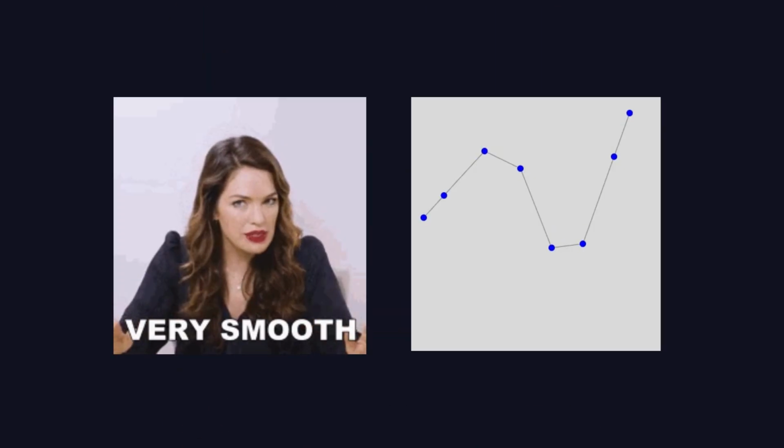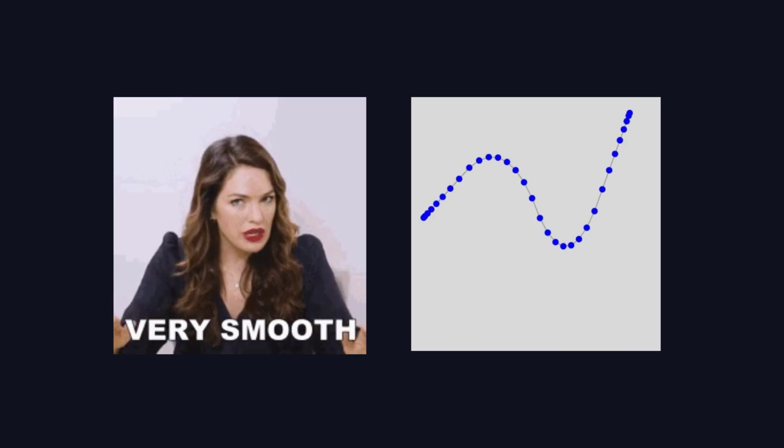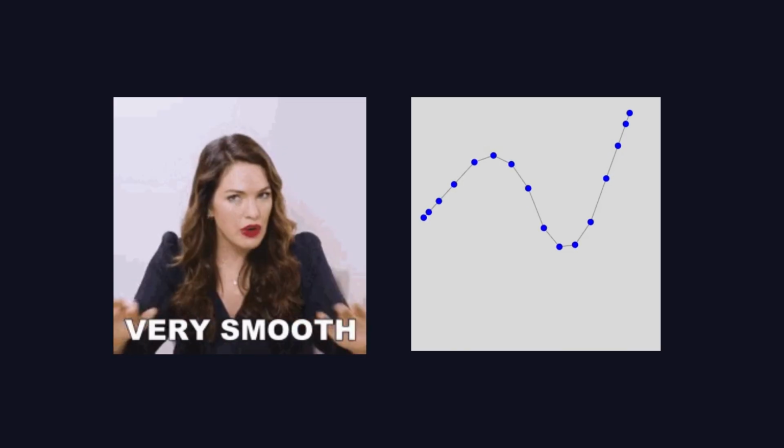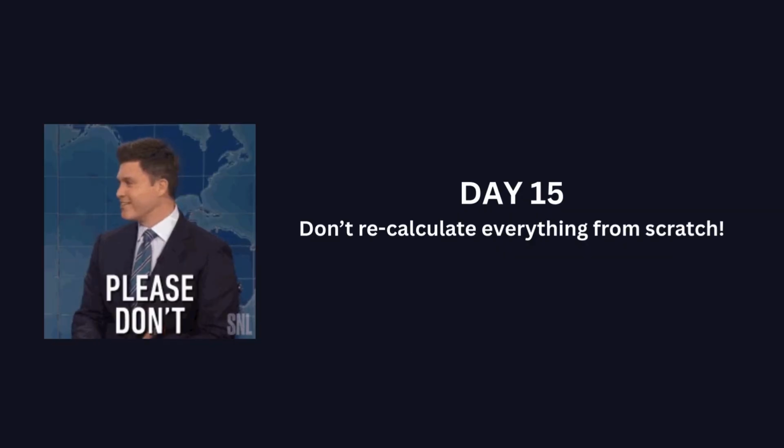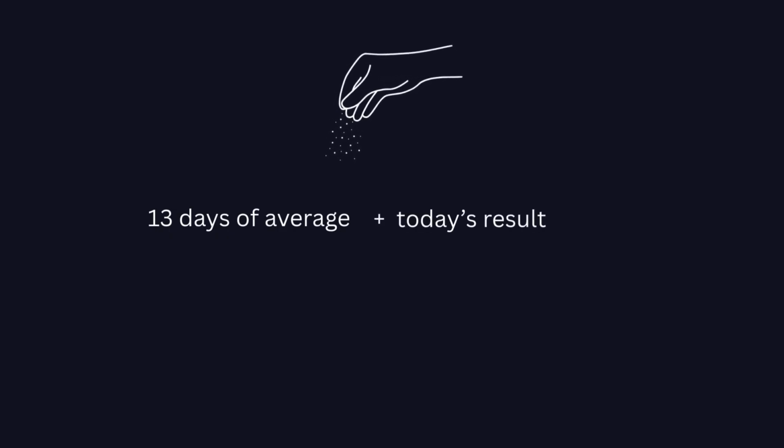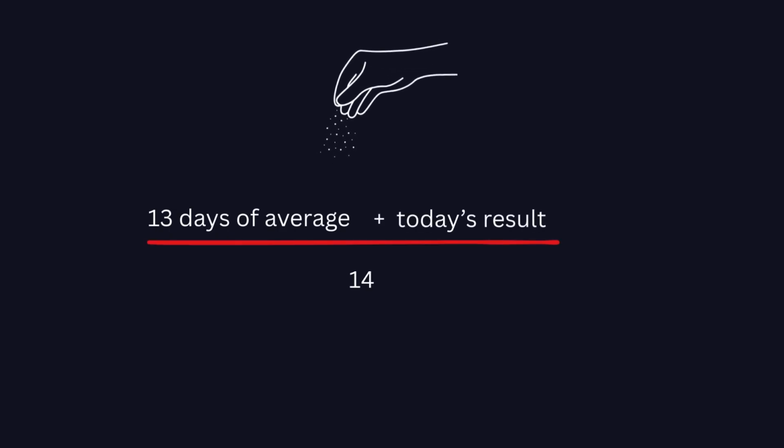So suppose now that you have calculated the average gain and the average loss for the first 14 days, on day 15, you don't recalculate from scratch every day. Instead, you keep most of the old average, let's say 13 days of it, and add a little bit of today's result, and then divide that by 14. Because RSI is based on a 14-day average.